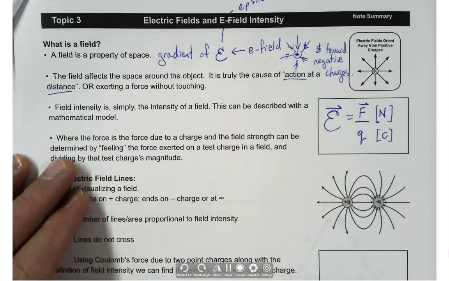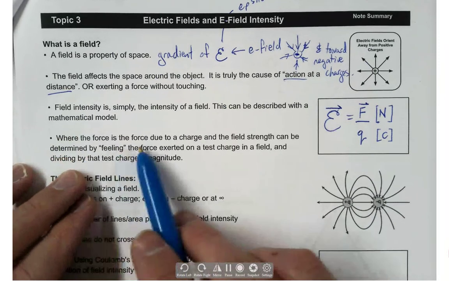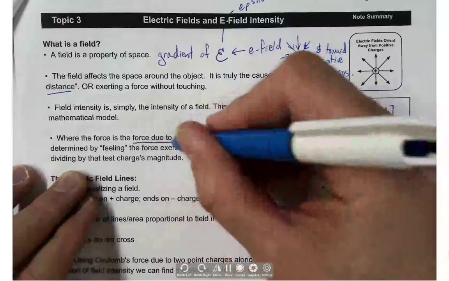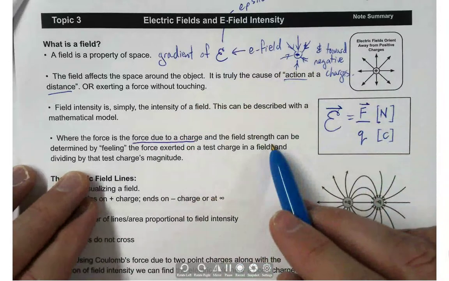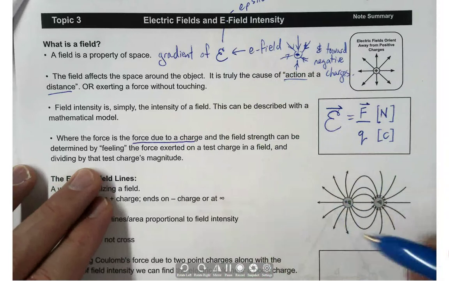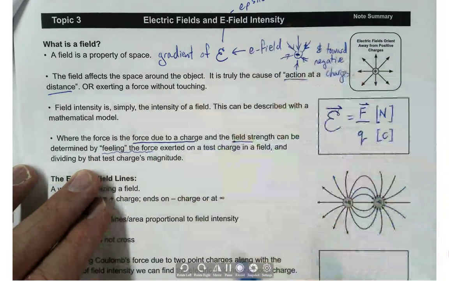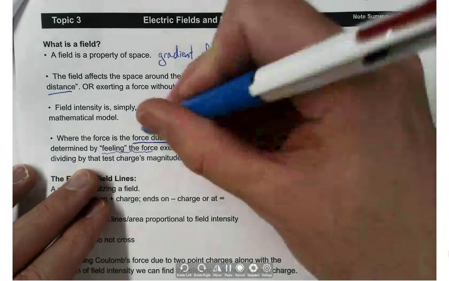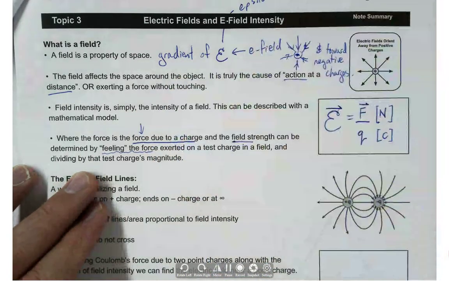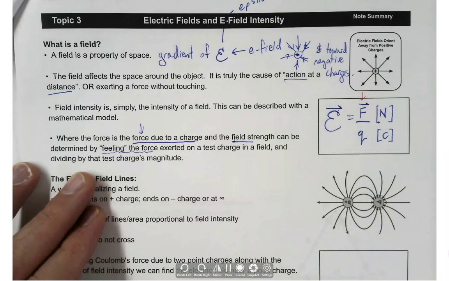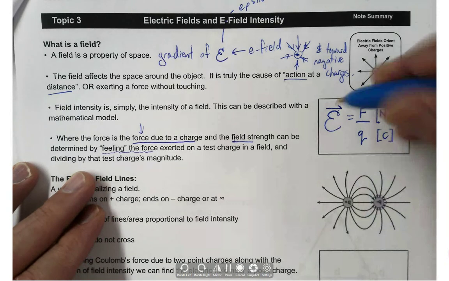The fourth jot is where the force is the force due to a charge. And the field strength can be determined by feeling the force. Okay, field strength, feeling the force. So when we say we're feeling the force, this is the force we're talking about. When we're talking about the force that we're feeling, we're talking about that force right there. A charge feels a force when it's in the presence of an electric field.